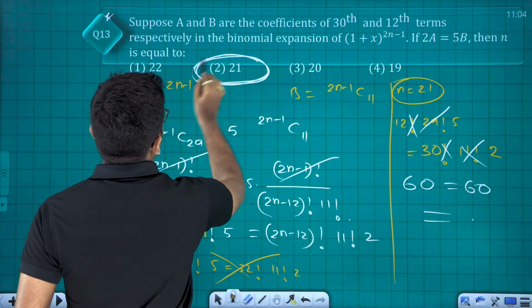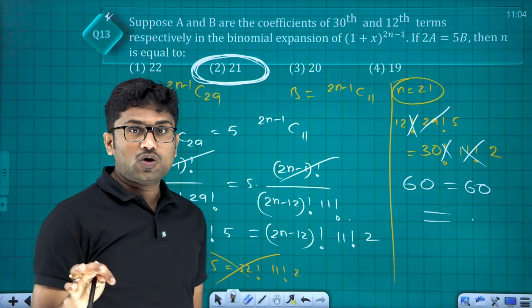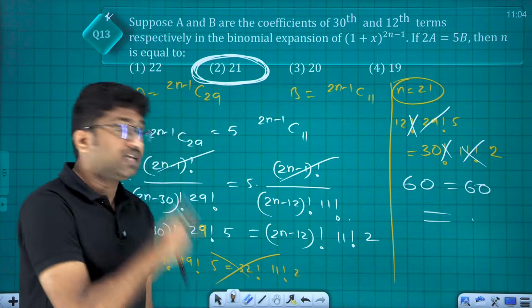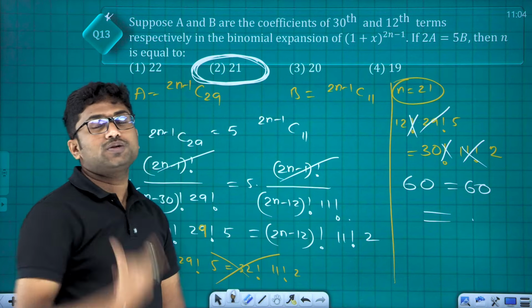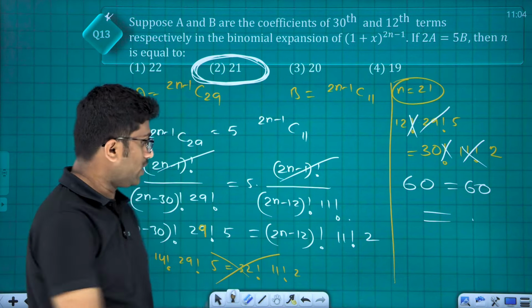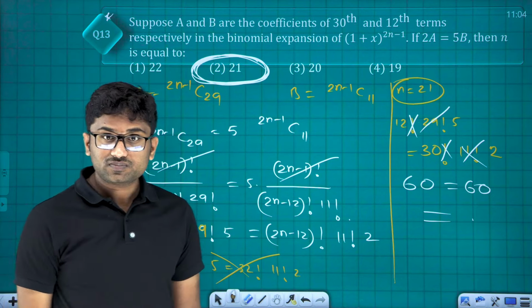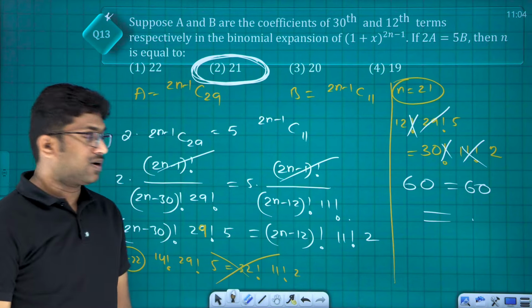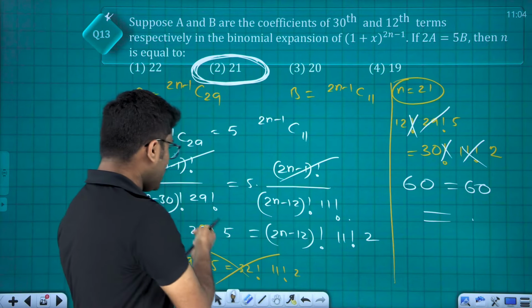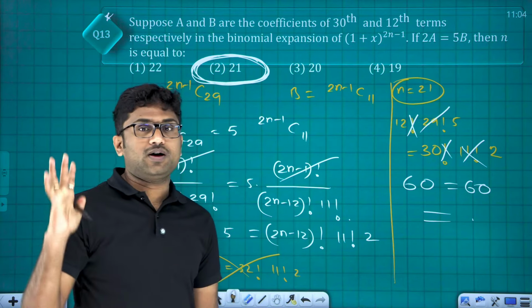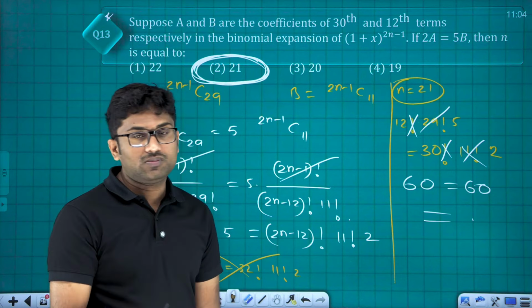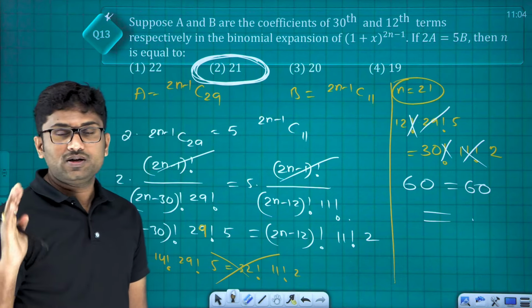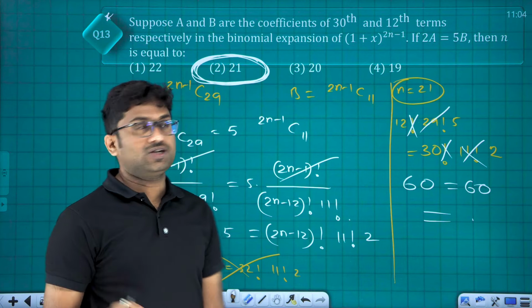Do not waste time on such questions, friends. Do not waste time in getting the answer this way; instead, go with option verification. It is very hard to get the answer otherwise, because 2n minus 30 and 2n minus 12 are far apart, and 29 factorial and 11 factorial are also far apart. Even if you try to expand them, it becomes much more complicated. So instead go with option verification.